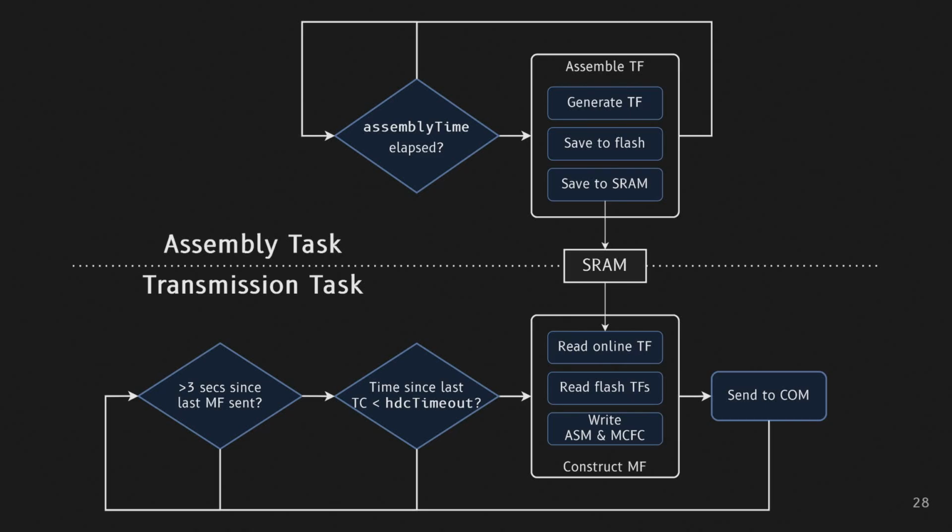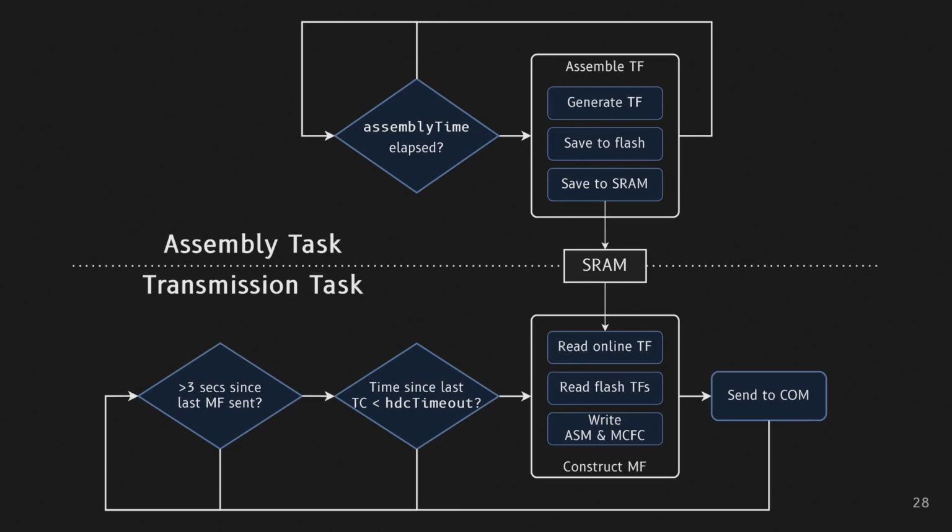And then we're going to construct the master frame. We're going to take the online transfer frame from SRAM, from just now, and we're going to read 3 transfer frames from flash to play back the telemetry. And then we're going to attach that magic number and the counter and send it all to the COM.